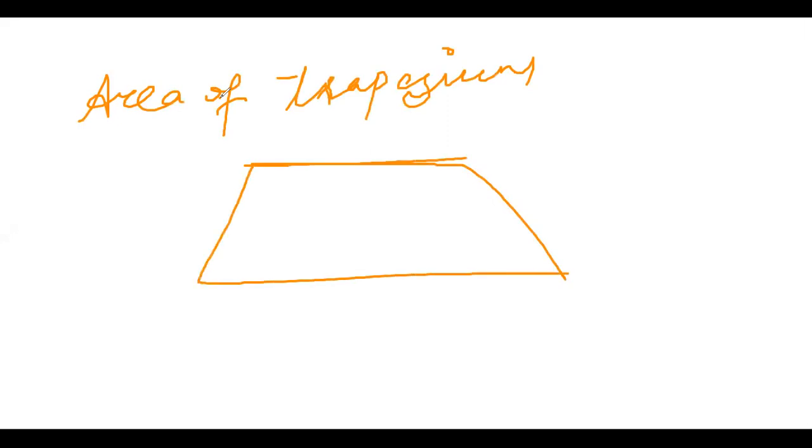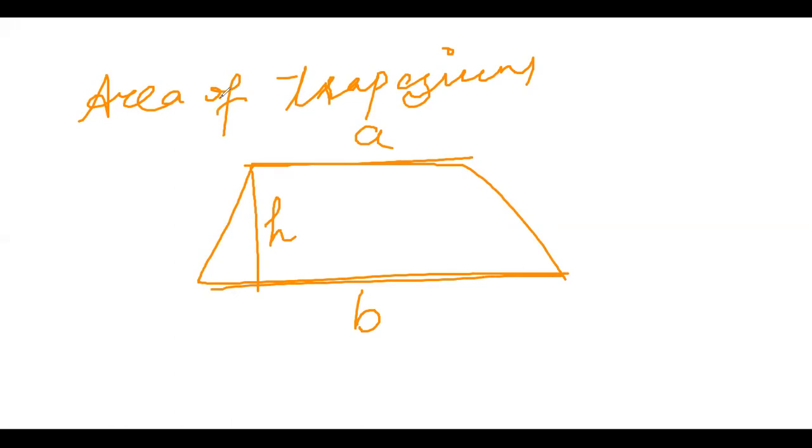Next is area of trapezium. How to find out area of trapezium? This is a trapezium, right? These are two parallel sides, say A and B. This is called the height of the trapezium. Then how to find out area of trapezium?